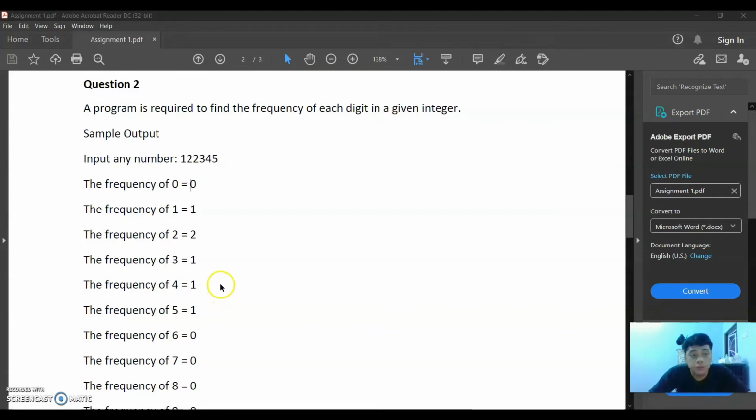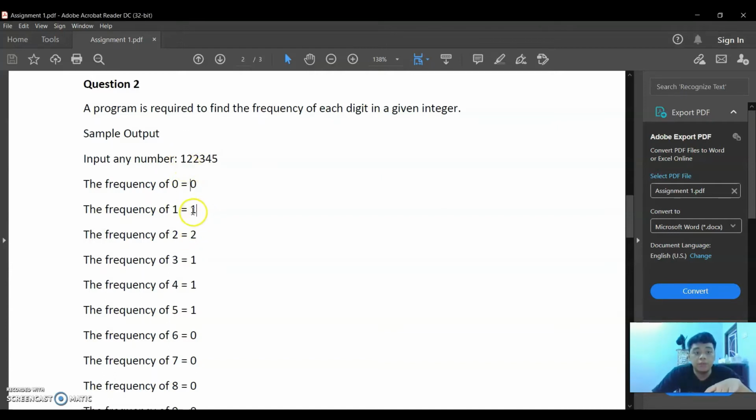So question number 2 is basically a program that requires us to find the frequency of each digit in a given integer. Looking at the sample output here, the input number is 1, 2, 2, 3, 4, 5. So what the program wants is to tell how many digit 1, digit 2, digit 3, digit 4, digit 5 are in the given integer. For this example, digit 1 only has 1 frequency, digit 2 has 2 frequency, digit 3 has 1 frequency, 4 and 5 have 1 frequency, just like how the sample output shows.